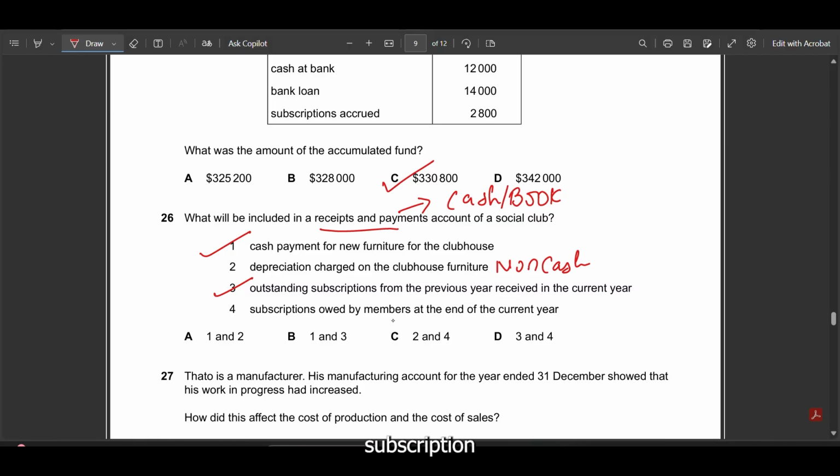Last option, subscription owed by the members at the end of the current year. Subscription owed is nothing but an accrued income, so you are not receiving any cash. So this fourth option will not be recorded in your receipts and payment. So the correct option would be 1 and 3, so B is my correct answer for this. All right, students, you all understood this, I believe. You all understood why it's B.